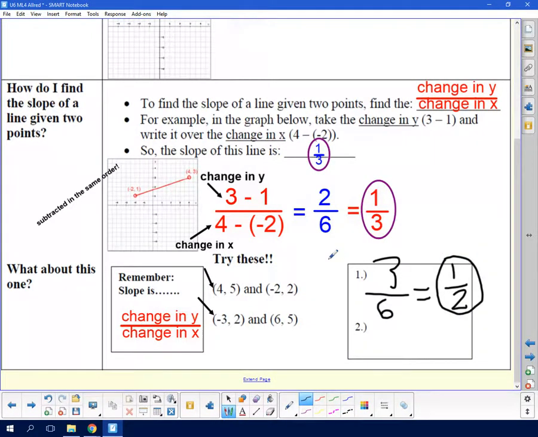The second one, I decided I would look at that second ordered pair first because the bigger numbers are on that side. It doesn't really matter, but that's the ones I chose. I did 5 minus 2, and I got 3. And I did 6 minus negative 3, and I got 9. 3 9 simplifies to a fraction, kind of like 1/3. So I'm going to call the slope of that last line 1/3 on that second example.